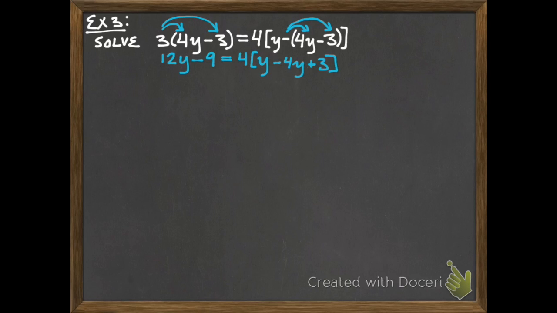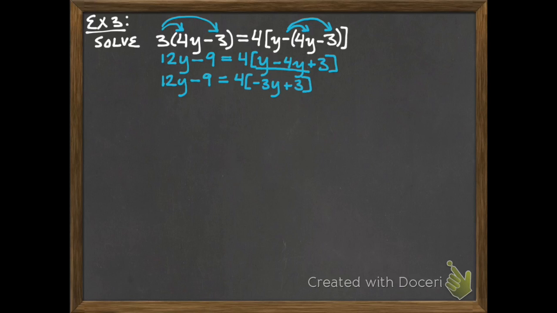Now my intermediate step is going to be to go ahead and simplify because I have a y and a negative 4y on the right side of the equation. So the left side stays 12y minus 9, and then the right side is going to be 4 times the bracket, y and negative 4y is going to give me negative 3y plus 3.